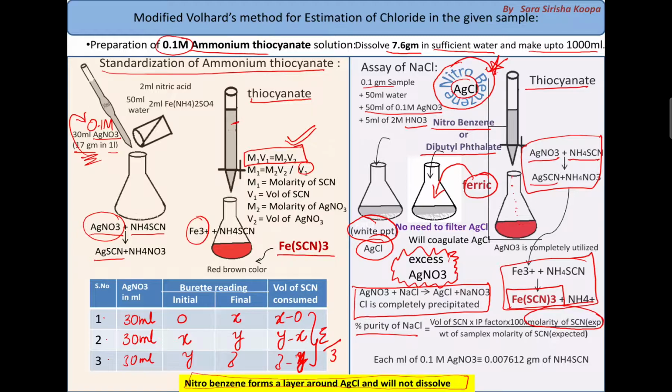Why we go for modified Volhard's method: during filtration there is a loss of silver chloride, which is not reactive with either chloride or thiocyanate. Maybe some part of the silver chloride is absorbed by filter paper. Hence, in order to avoid that loss, we prefer modified Volhard's method, which is devoid of filtration. That's it.